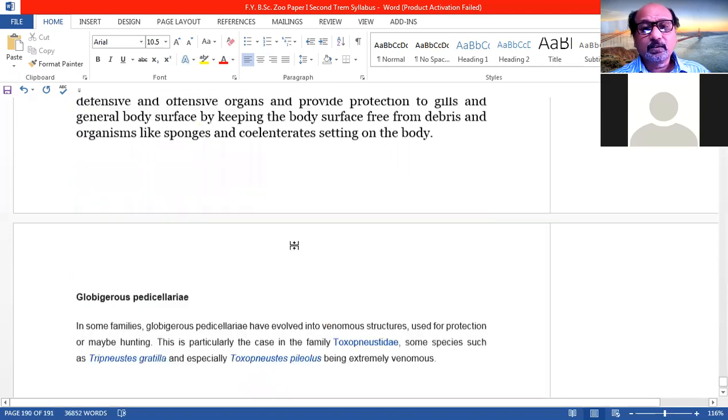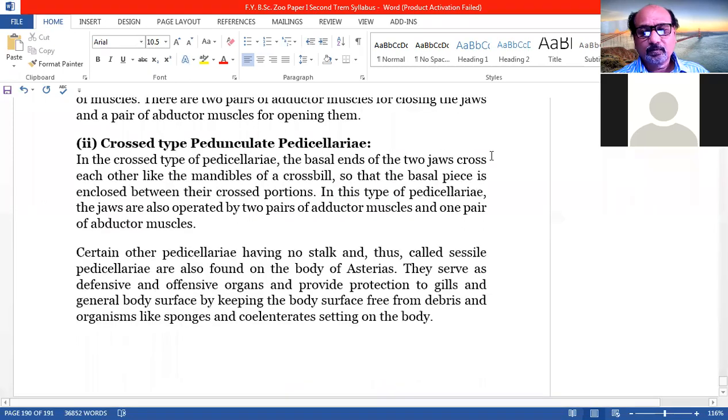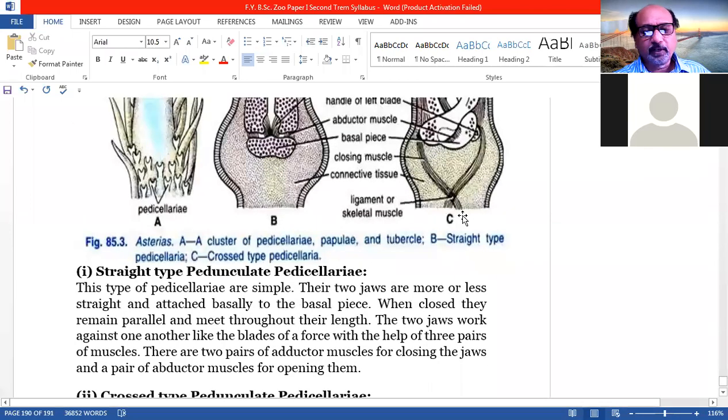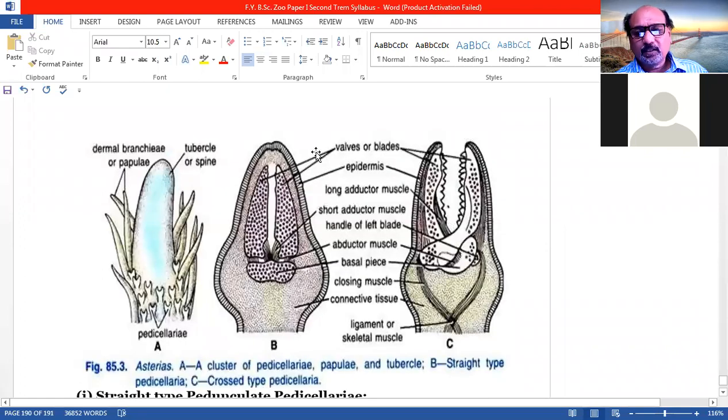See, this is the five. Now the first type of pedicellaria is the straight type of pedicellaria, pedunculate. Some are non-pedunculate. See this, the structure of the straight pedunculate pedicellaria.